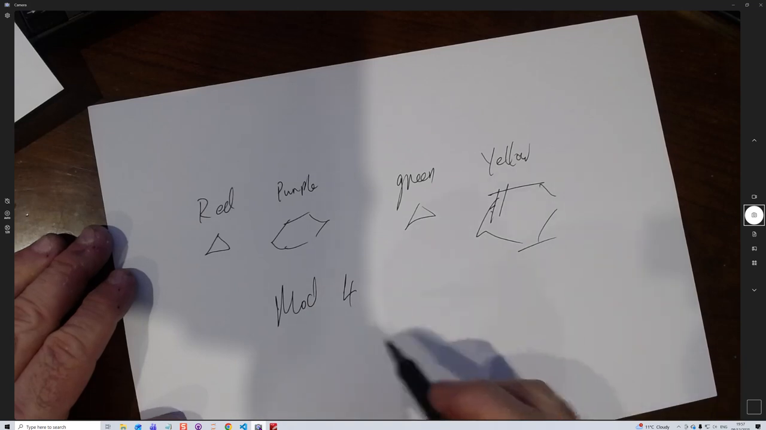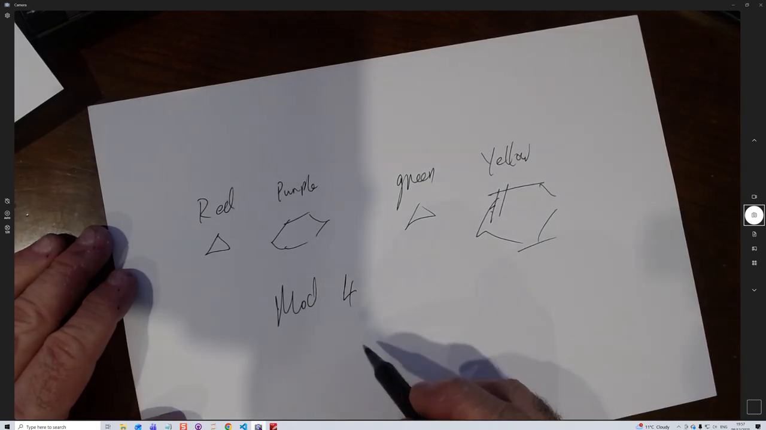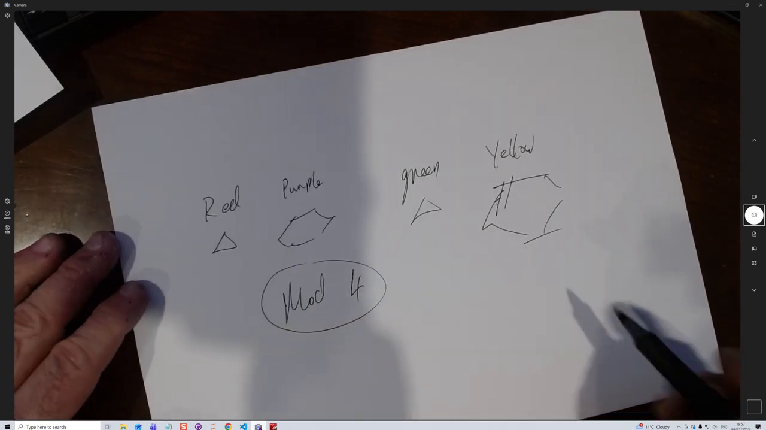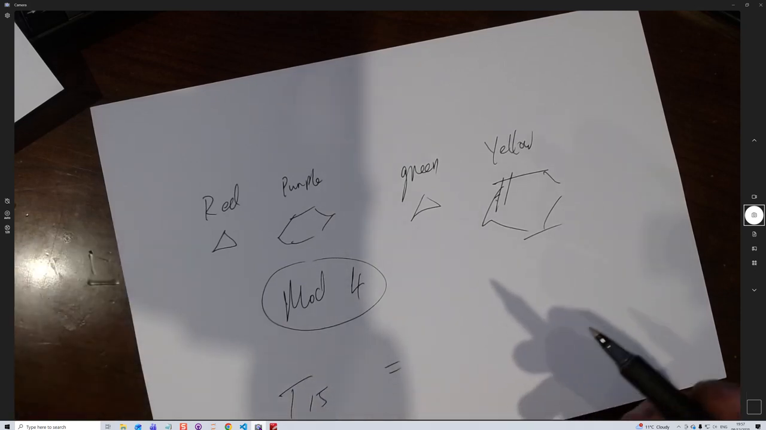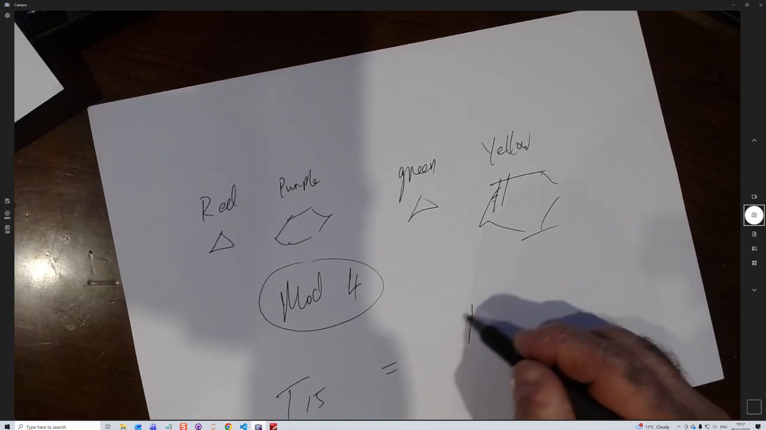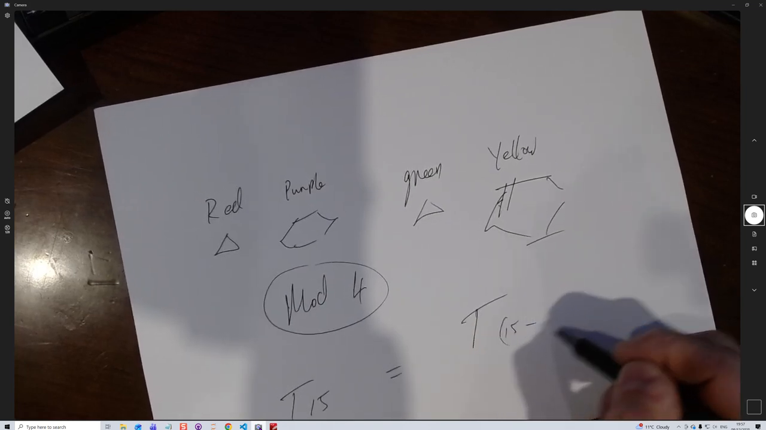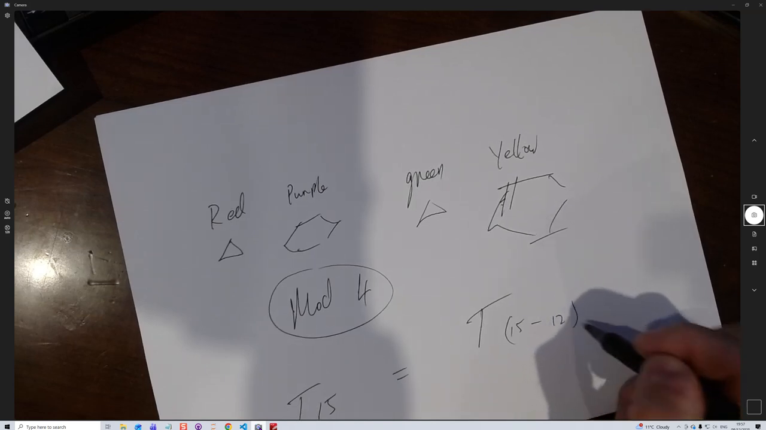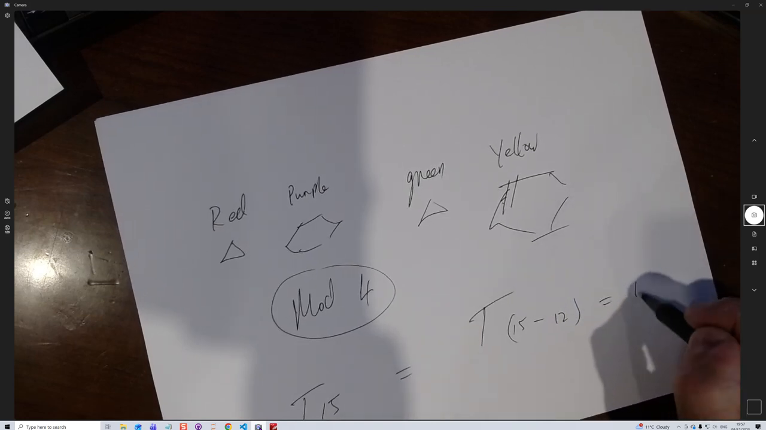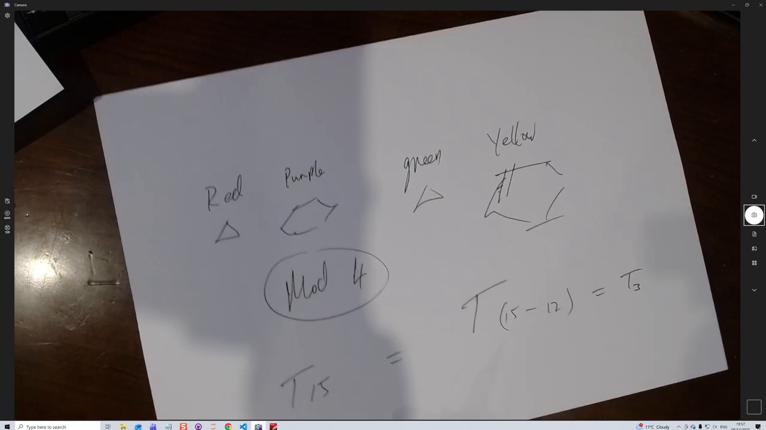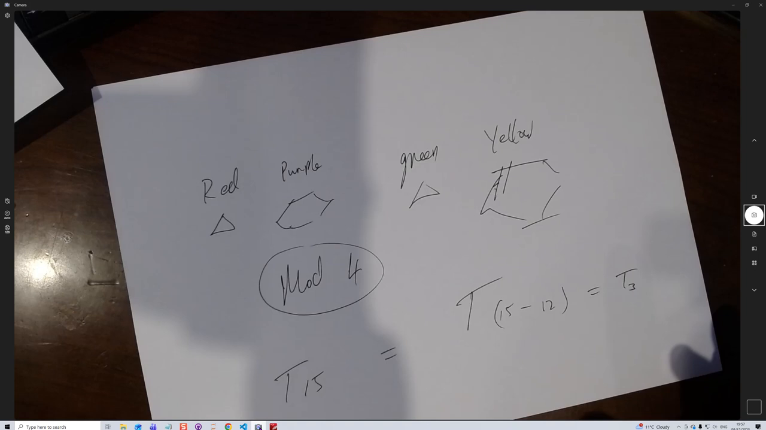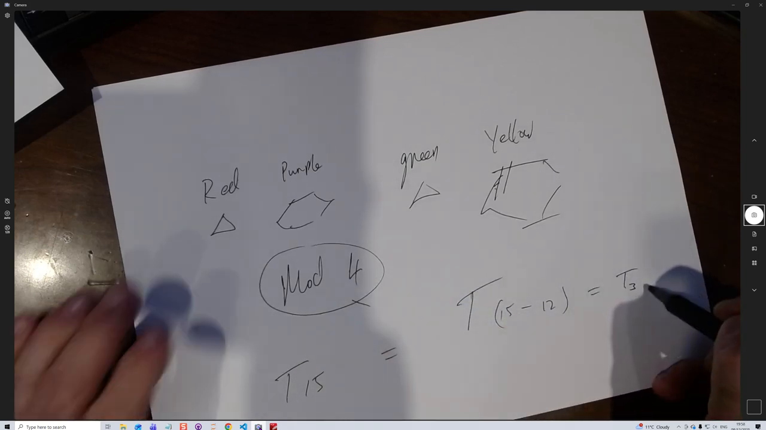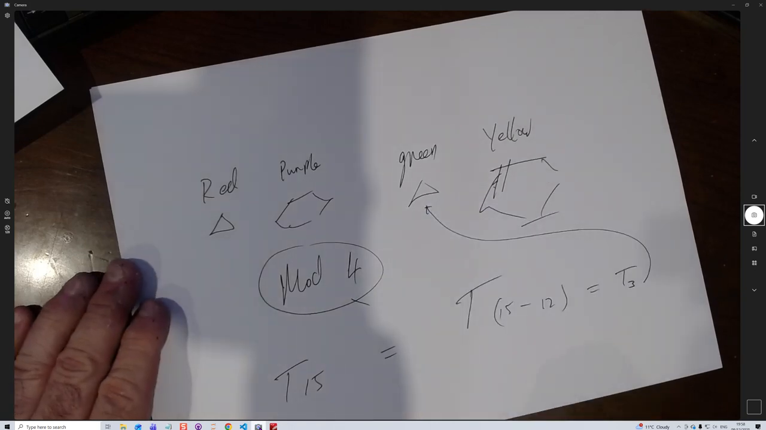What that means is, is it mod 5? Mod 4. You can get rid of as many 4s as you want. So term 15 is equal to, now you go for a multiple of 4 below 15 and subtract it away. What multiple of 4? 12. So term 15 is the same as term 3. You take as many away as you can to leave your answer between T1 and T4, because we're doing mod 4. Okay, you can see it's a green triangle.